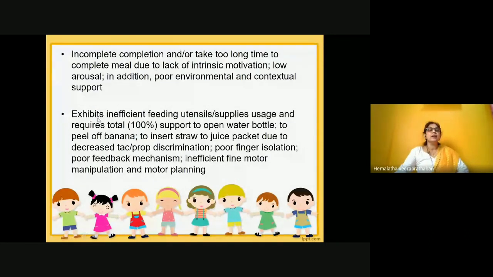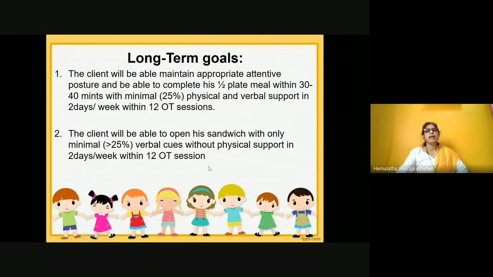And the fourth problem statement is that she exhibits inefficient usage of feeding utensils and supplies and requires 100% support, such as opening the water bottle, peeling a banana, and inserting a straw into the juice bottle, due to decreased tactile discrimination. Finger isolation is not adequate, she didn't develop it, with a poor feedback mechanism, inefficient fine motor manipulation and motor planning.